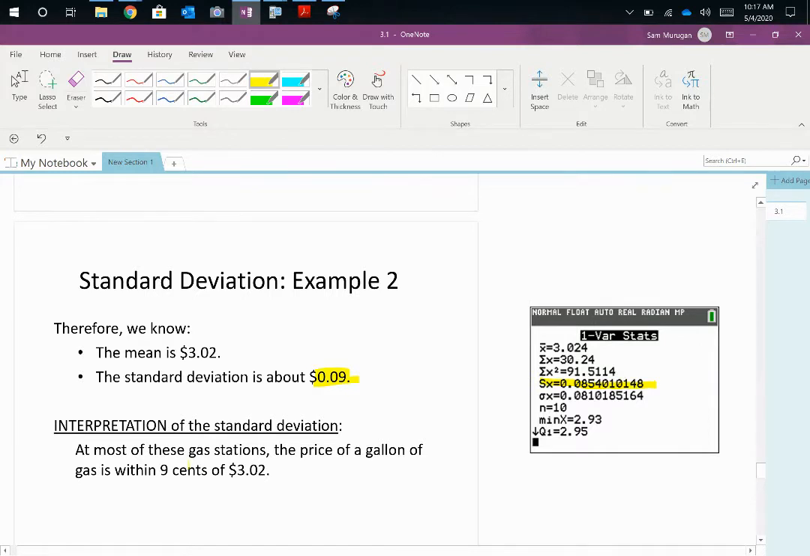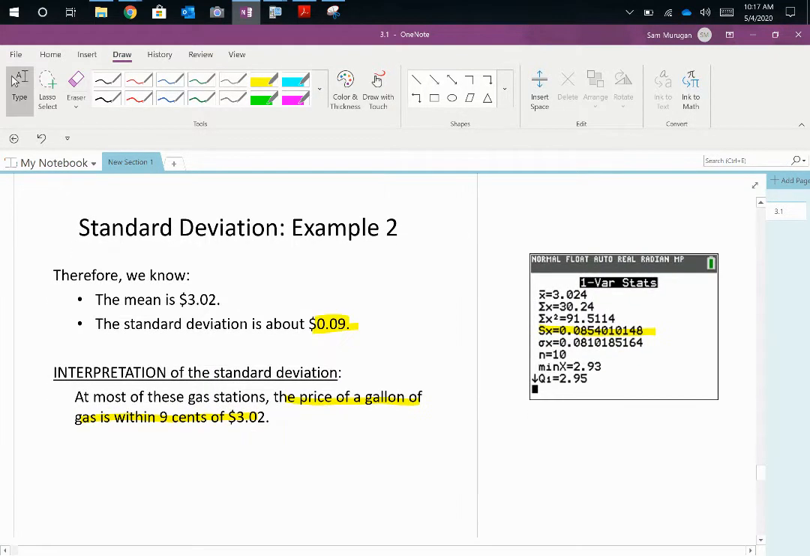places, and we see that it's 0.09. So at most of these gas stations, the price of a gallon of gas was within 9 cents of $3.02, backwards or forwards. So it could be less 9 cents anywhere, you know, 3.01, 3.00, 2.99, or it could be forward, 3.02, 3.05, 3.10, and so on. But it's typically within 9 cents of that number.